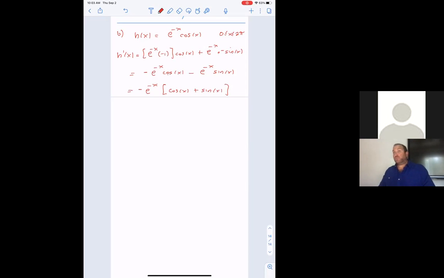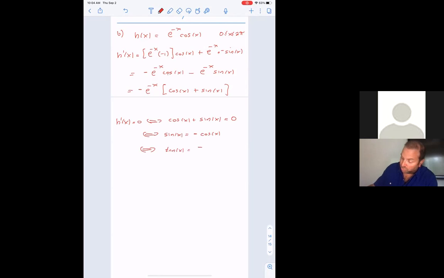And we want to know where the first derivative is 0. Well, exponentials are never 0. So h prime of x is equal to 0 if and only if cosine of x plus sine of x is equal to 0. And this is true if sine of x is equal to negative cosine of x, which is true when tangent of x is equal to -1.